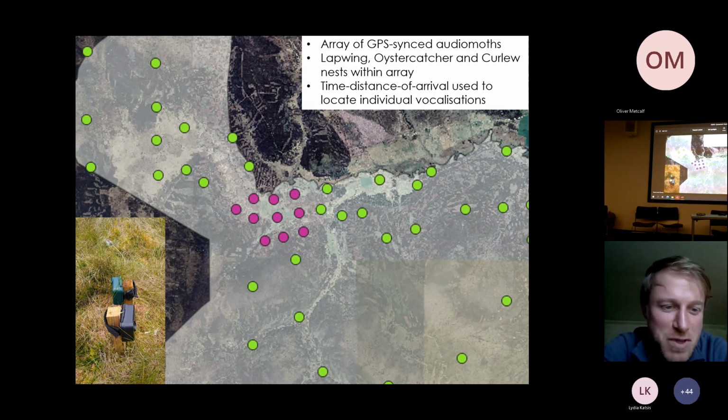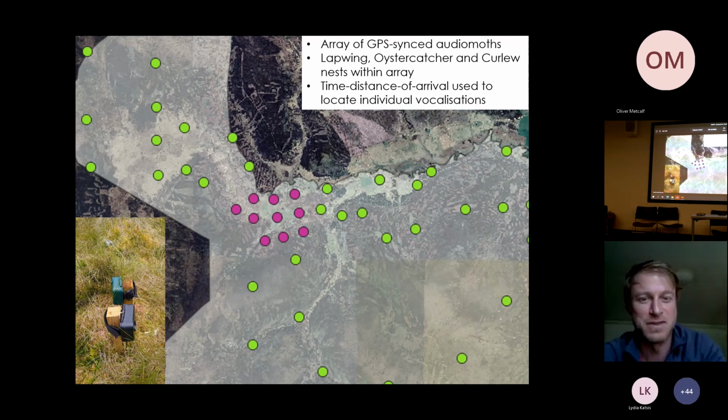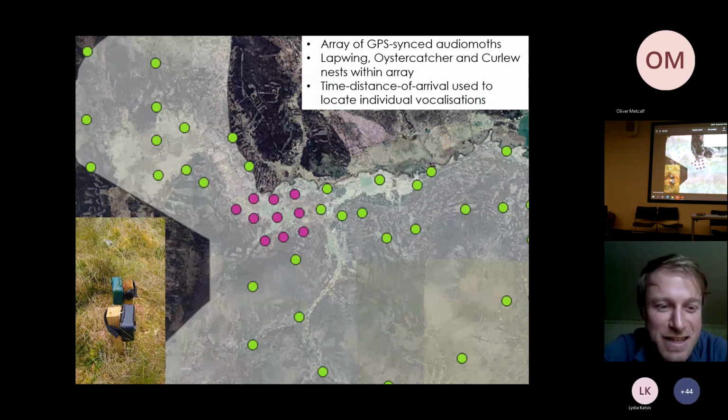And that picture in the bottom left, that's the one in the middle. Basically, that's to show that we're recording omnidirectionally in a very crude fashion.